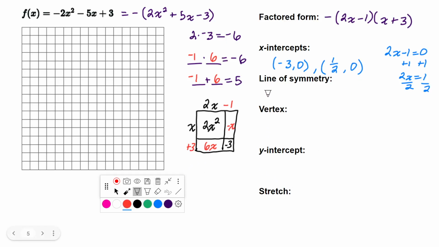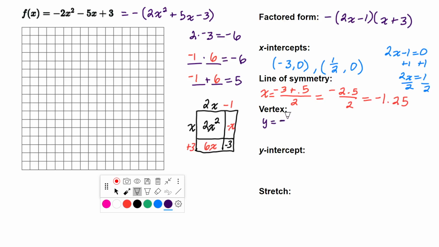To find the line of symmetry, I'm going to add negative 3 to 0.5 and divide by 2. And negative 3 adding 0.5 is negative 2.5. And when I divide that by 2, I have a value of negative 1.25. I'm going to use that negative 1.25 to help me find my vertex, or the y value of my vertex.